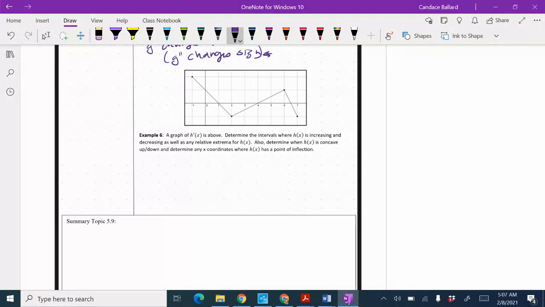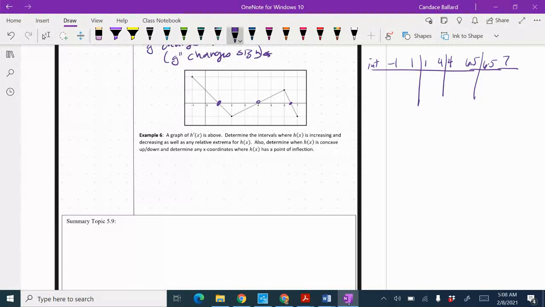So in increasing, decreasing, we look for zeros. So it looks like I've got 1, 4, and about 6.5. So intervals are at negative infinity to 1, 1 to 4, and 4 to 6.5. Sorry, this should have started at -1. It's closed. -1. And then 6.5 to 7.